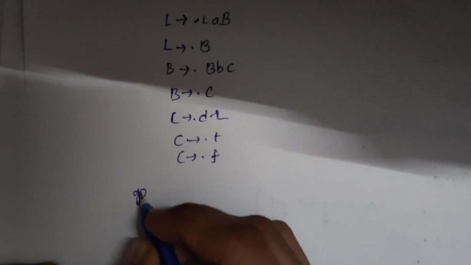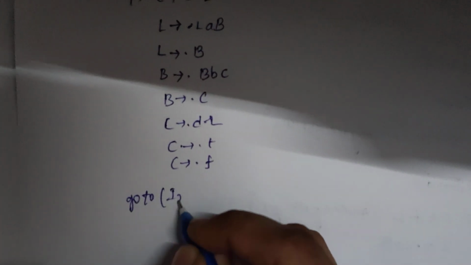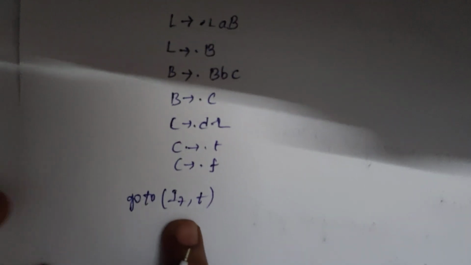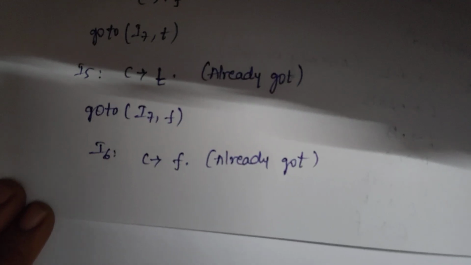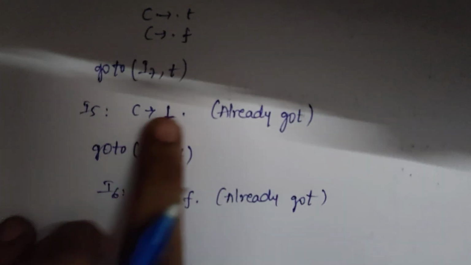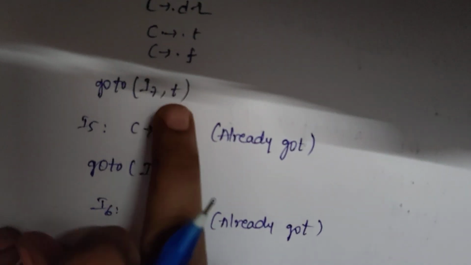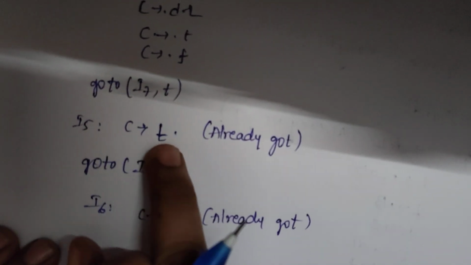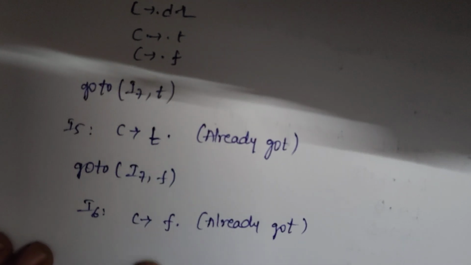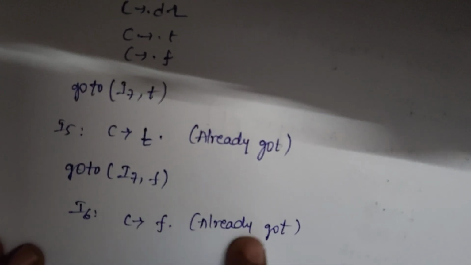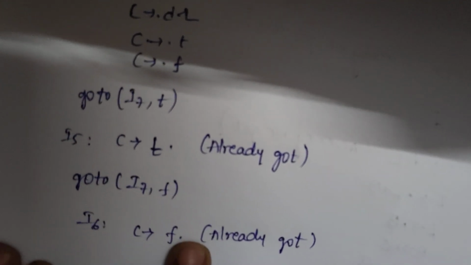So next go to similarly I7 comma T. We will be getting already this. See, just check this out. We already got, so I didn't explain it again. I7 T means dot was here, dot shifted here. In F dot was here, dot shifted here. So to be completed now.